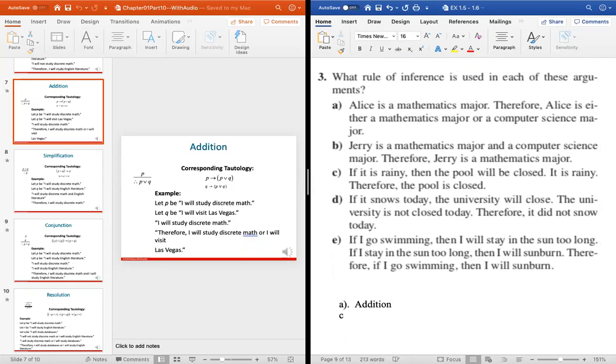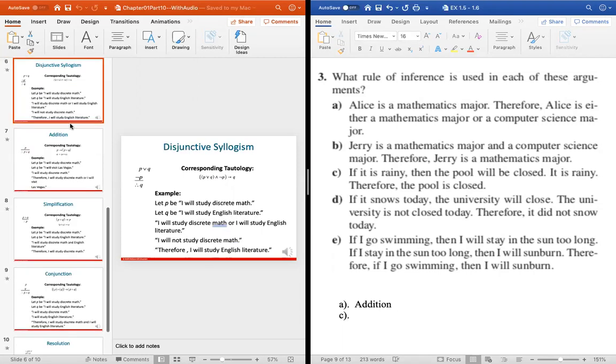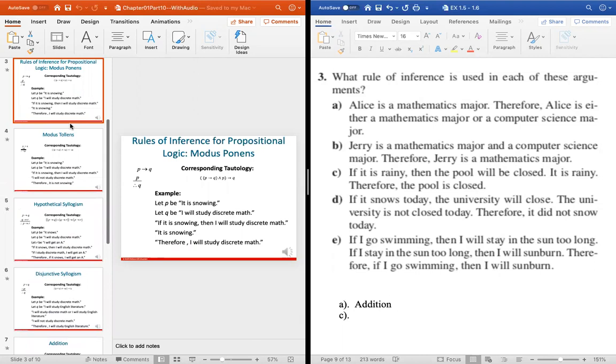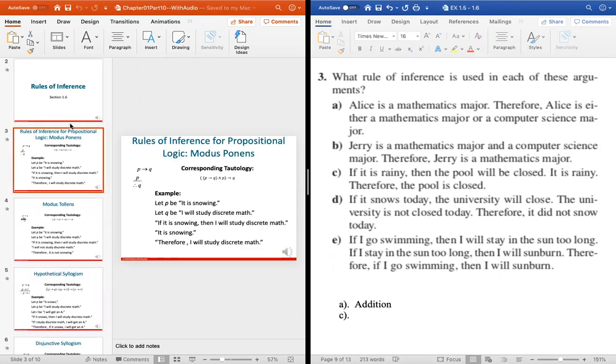Part number C says if it is raining, then the pool will be closed. Well, in order for us to know what kind of rule we can apply, we can basically check what form of rule of inference we can apply on this. And we can apply the rule of modus ponens here, because we are saying an if statement, so it has to be some rule which contains the implication sign.